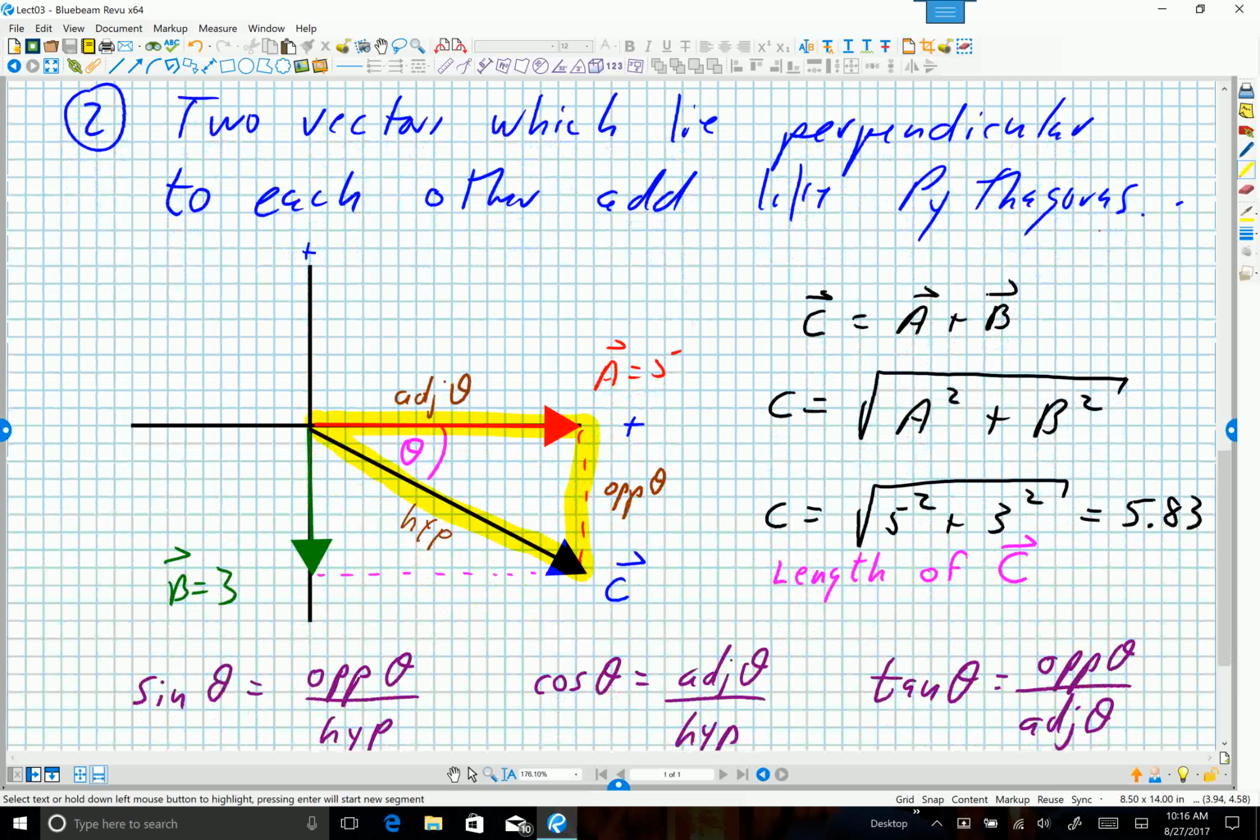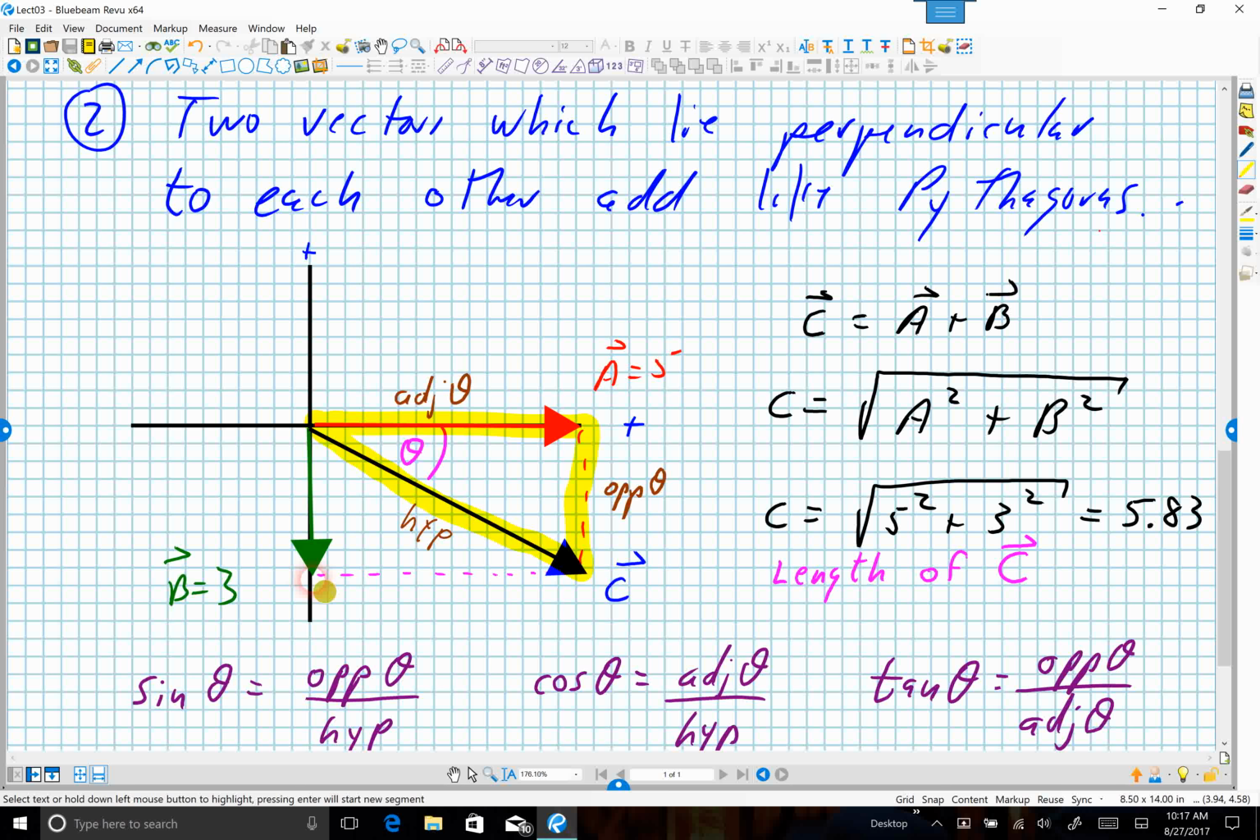Then we have two vectors adding together like Pythagoras. This is when I have the second rule of adding vectors. If I have two vectors that are perpendicular to each other, then I'm going to add them like Pythagoras. I've got a here to the right, b is down, they're perpendicular to each other. So the first thing I do when I have perpendicular vectors that I want to add together is I make a construction. I make a rectangle out of these two vectors.